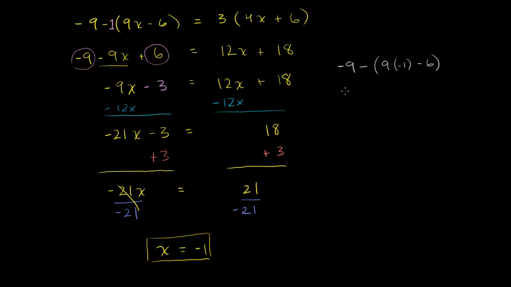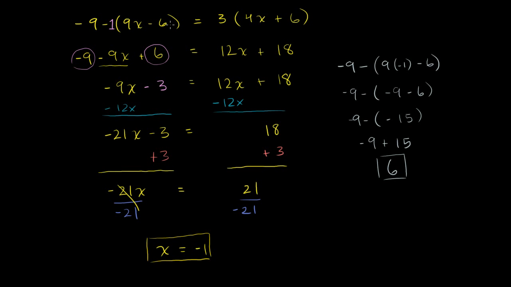So the left-hand side becomes negative 9 minus, in parentheses, 9 times negative 1 is negative 9, minus 6. And negative 9 minus 6 is negative 15. Let me make sure I did that. Negative 9 minus 6. Yep, negative 15. So I have negative 9 minus negative 15. That's the same thing as negative 9 plus 15, which is 6. So that's what we get on the left-hand side of the equation when we substitute x is equal to negative 1. We get 6.